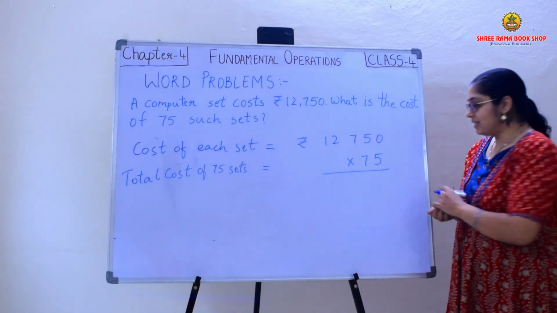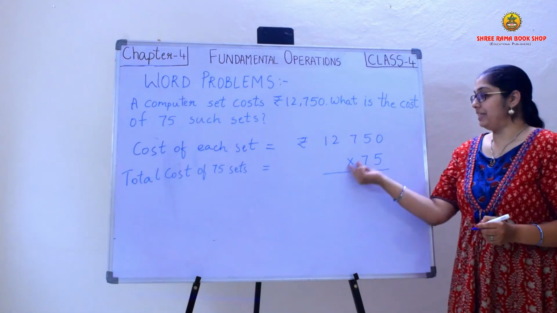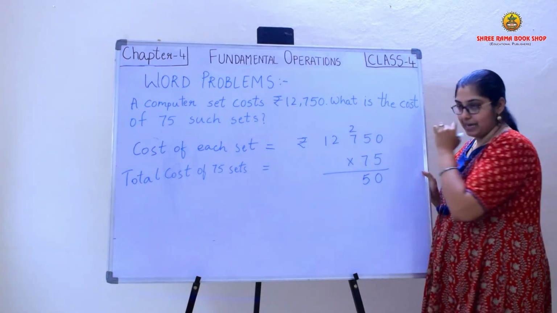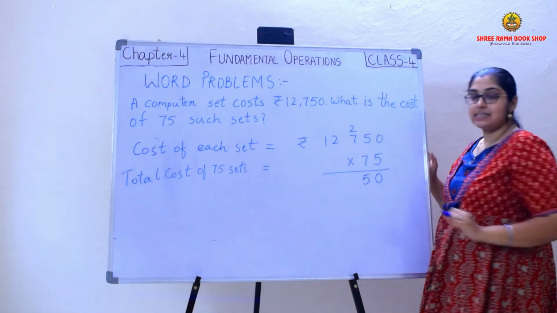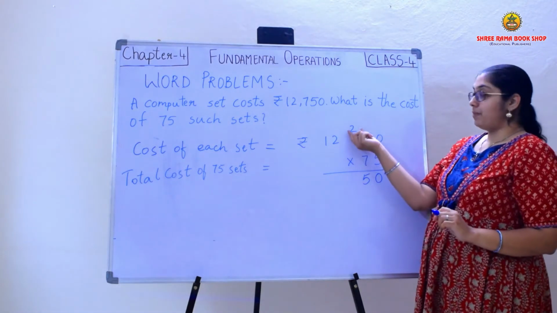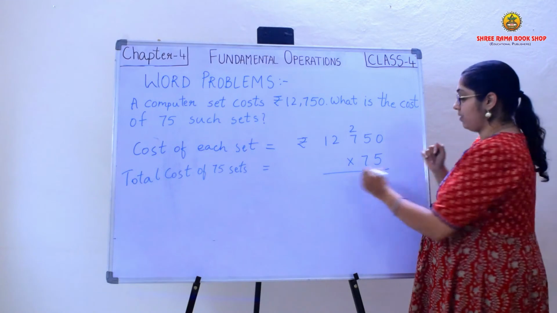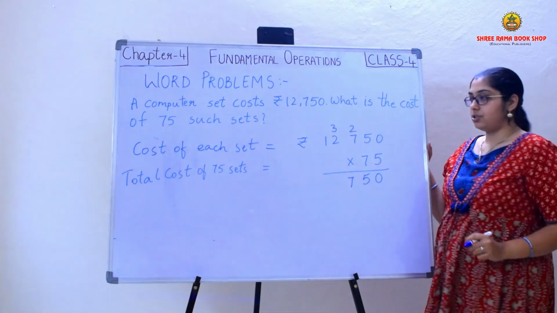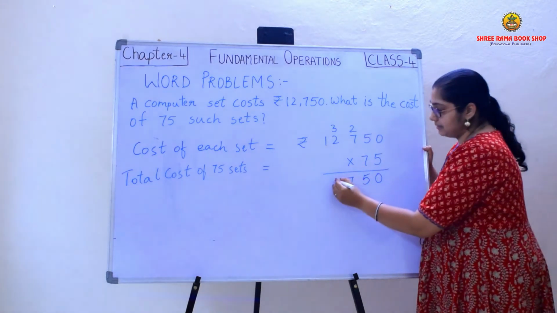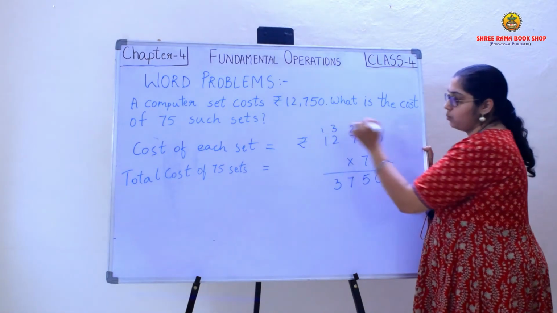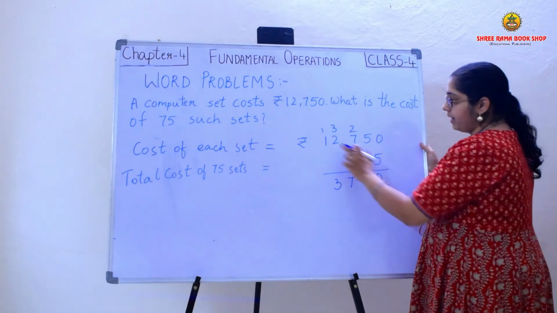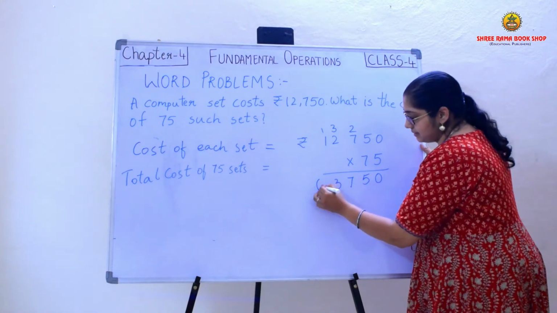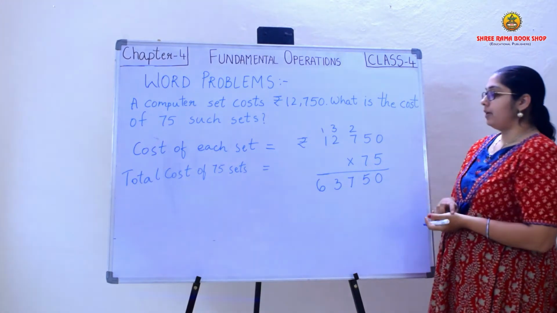5 into 0 is 0. 5 into 5 is 25. I will write 5 over here and 2 over here as carry. 5 into 7 is 35. 35 plus 2, 36, 37. So 7 and 3. 5 into 2 is how much, children? 10. Plus 3 is 13. 3 plus 1 carry. Right? So 5 ones are 5, plus 1, it is 6. Right? Now I will move on to the next digit.